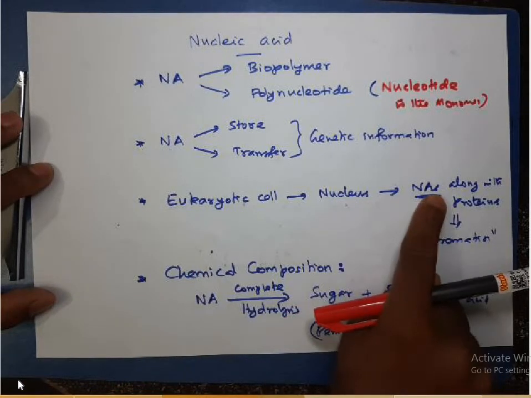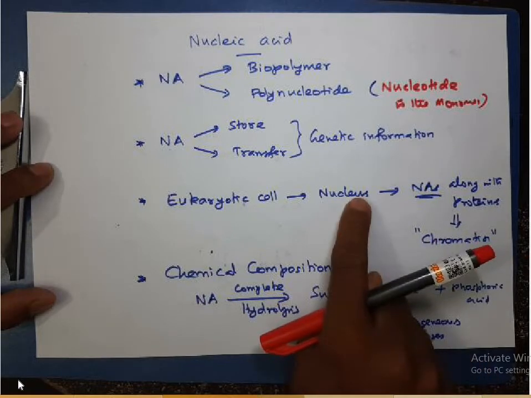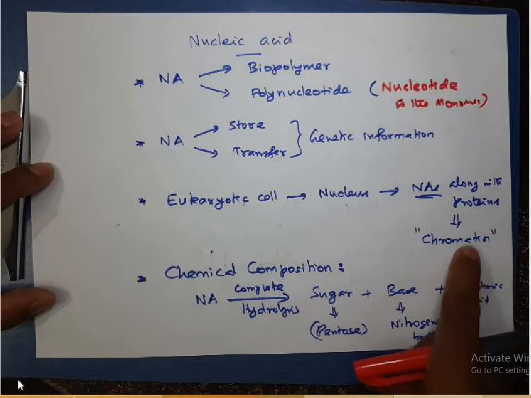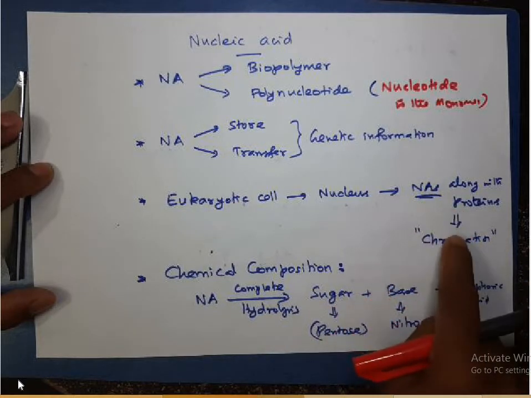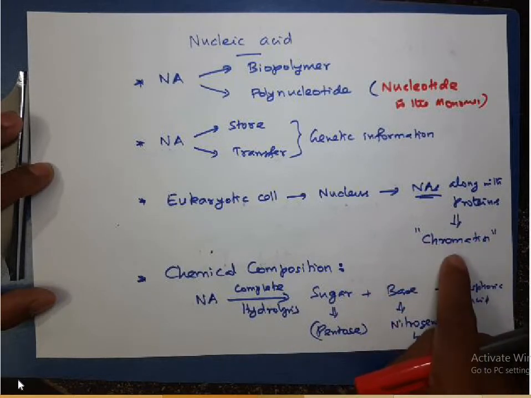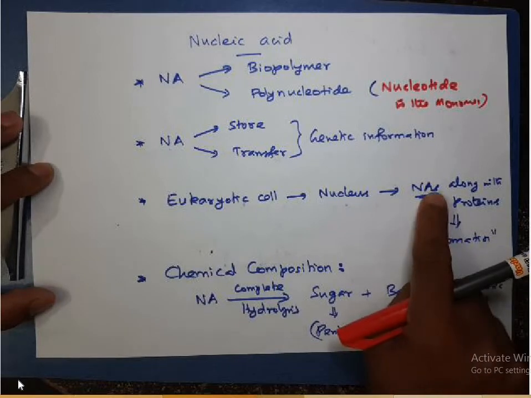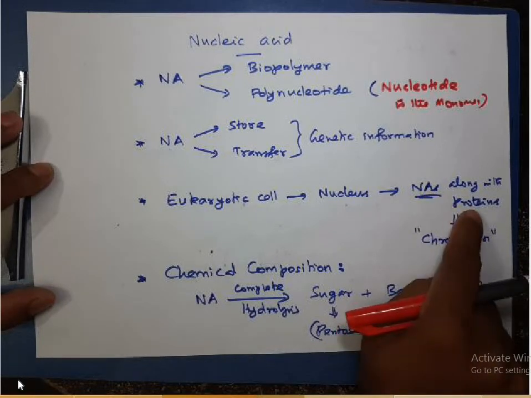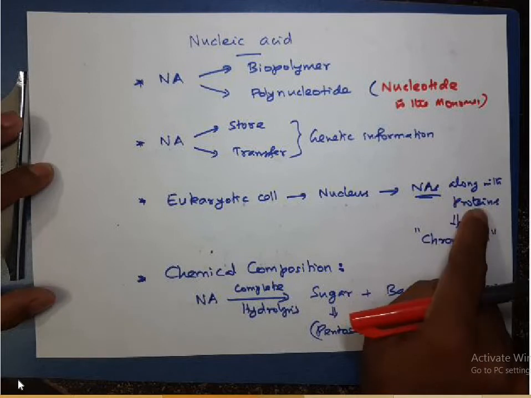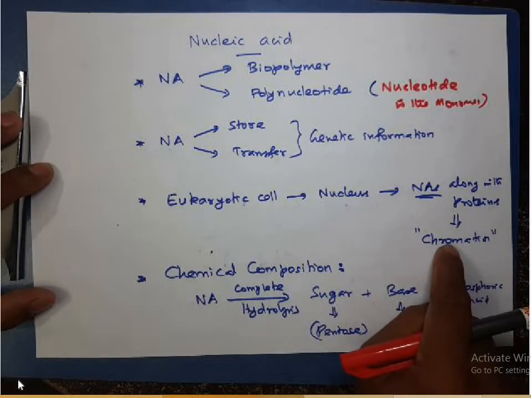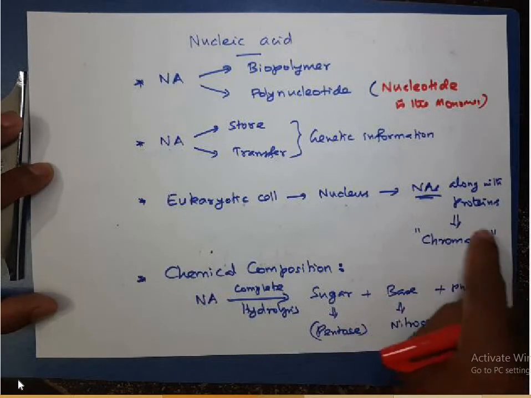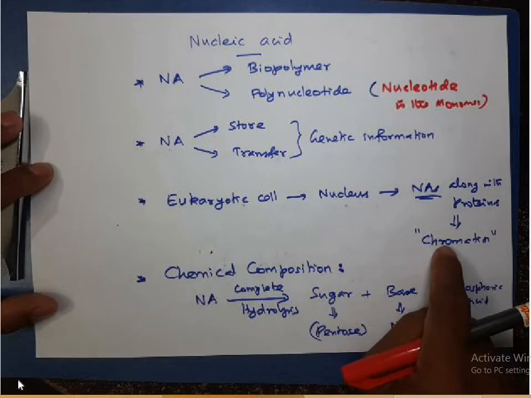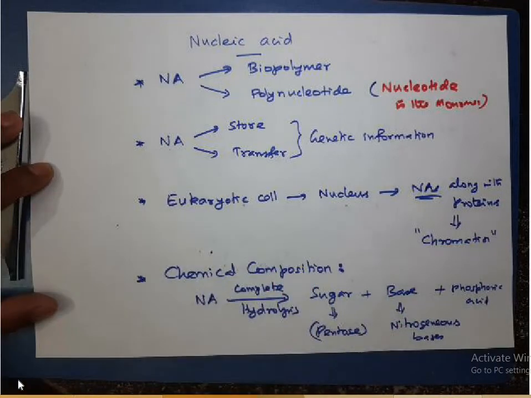In eukaryotic cell we have nucleus. All nucleic acids, RNA and DNA, very specifically DNA, are present inside the nucleus, as chromatin. What is chromatin? Chromatin is nothing but nucleic acid plus proteins. Nucleic acid along with some protein is what we call chromatin. This chromatin is actually called chromosomes. These chromosomes are responsible for the genetic information.